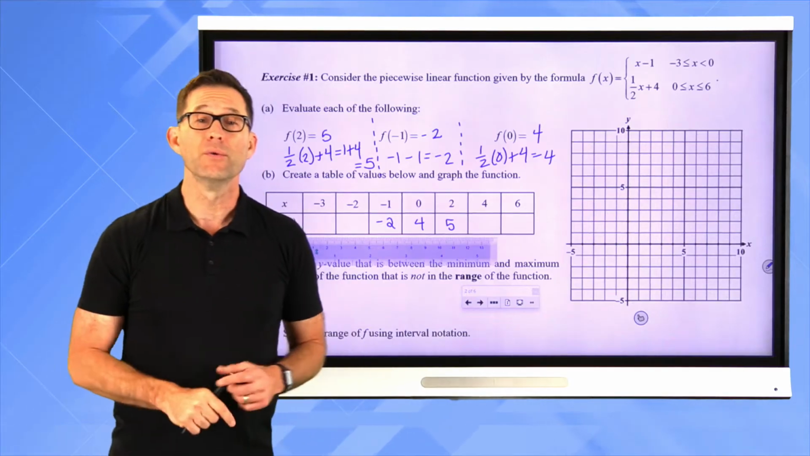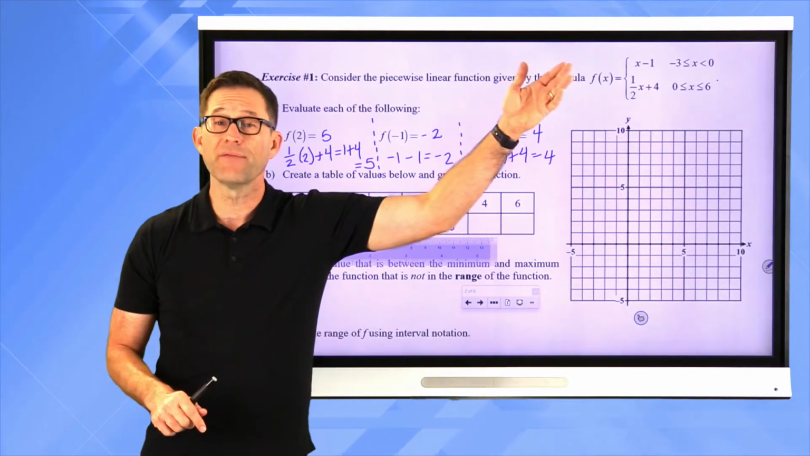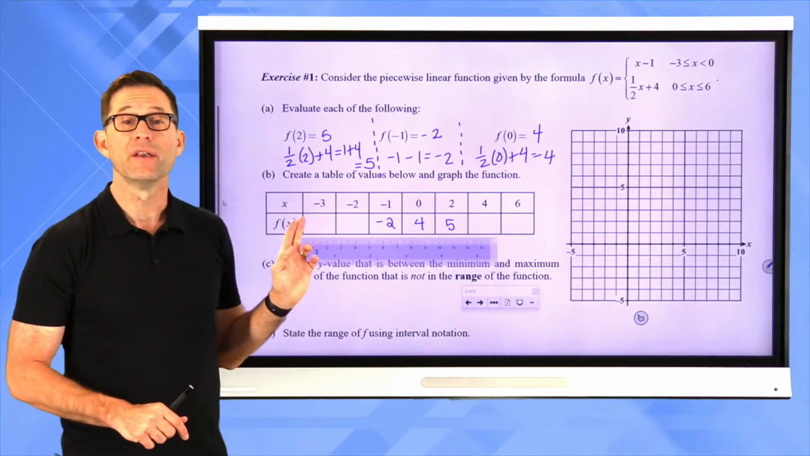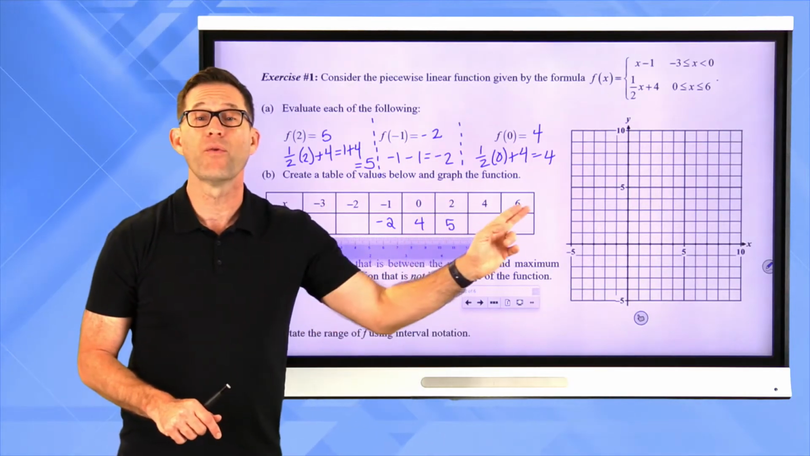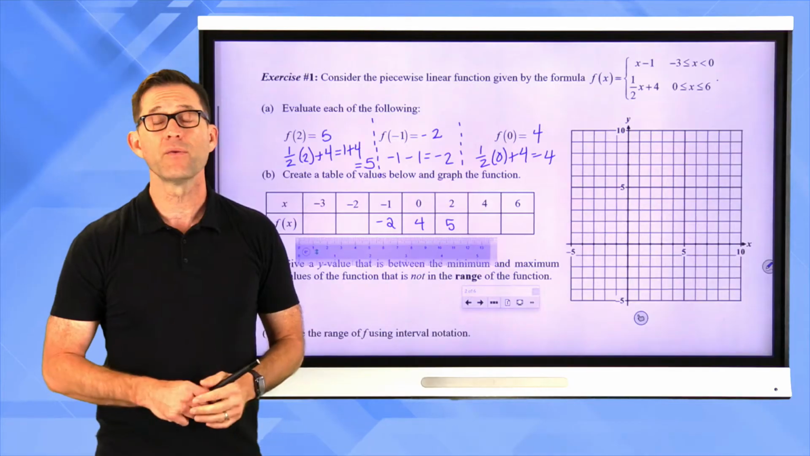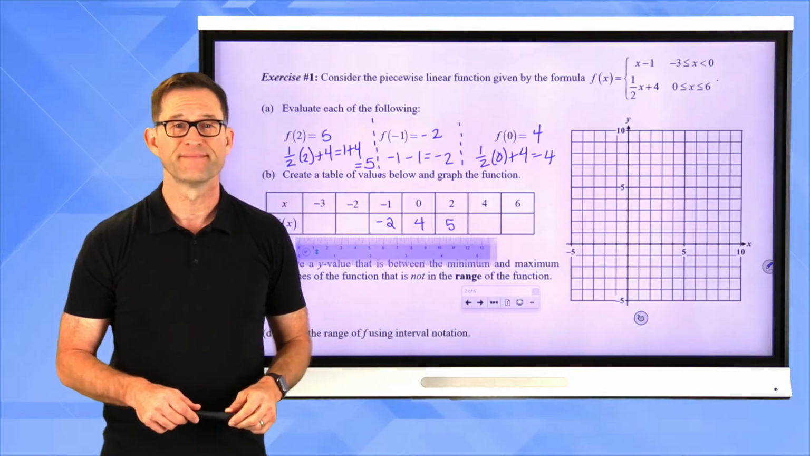What I'd like you to do is take a moment now and use the definition of the piecewise function to fill in the values for x equals negative 3, negative 2, 4, and 6. Pause the video now and take a few moments to do that.